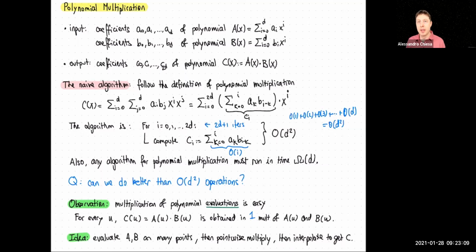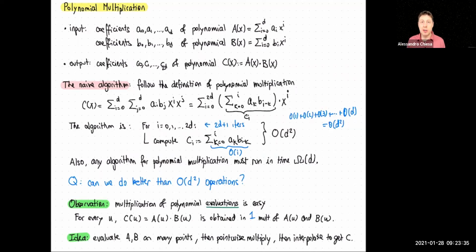Okay, and now we're going to work out this plan a lot more precisely, but the point being here is that the starting point of why polynomial evaluation and interpolation have anything to do with polynomial multiplication is that polynomial multiplication of evaluations is much easier. You can do it in linear time. So we're going to move into the so-called evaluation domain, multiply things there, and then move back.